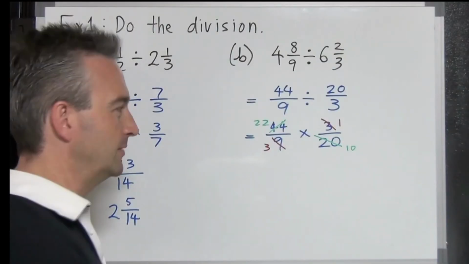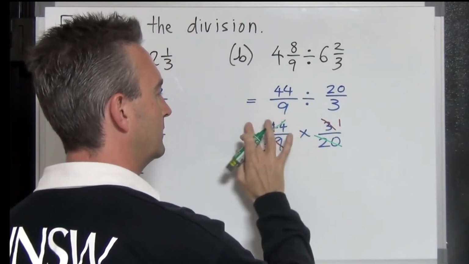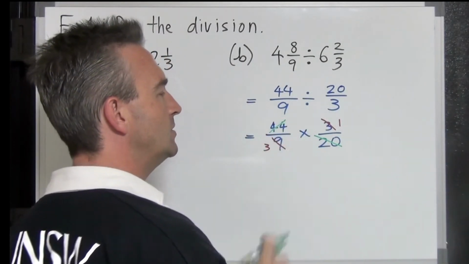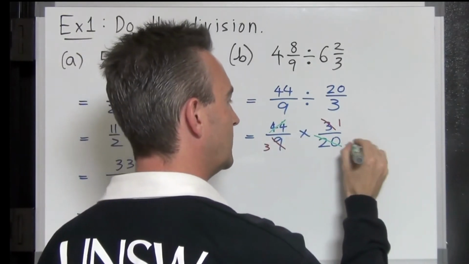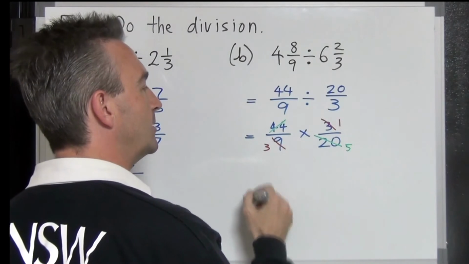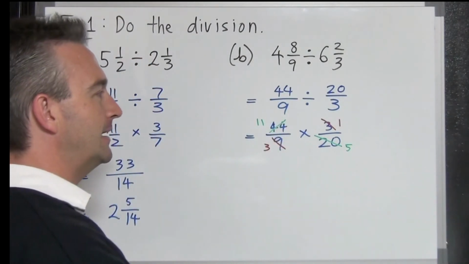You could have cancelled a bit more there. Oh yeah, I could have, couldn't I? Let's fix that. Instead of cancelling 2, it looks like they're both divisible by 4, aren't they? So 20 divided by 4 is 5. 44 divided by 4 is 11. Better. Okay, now let's do this.